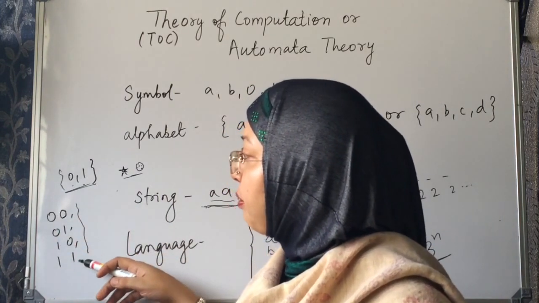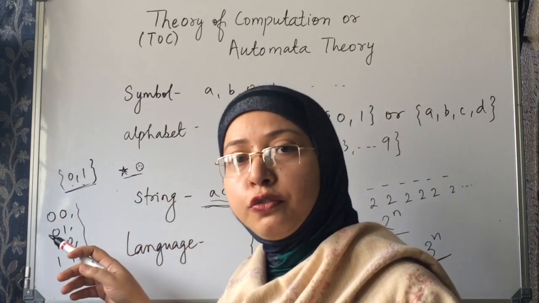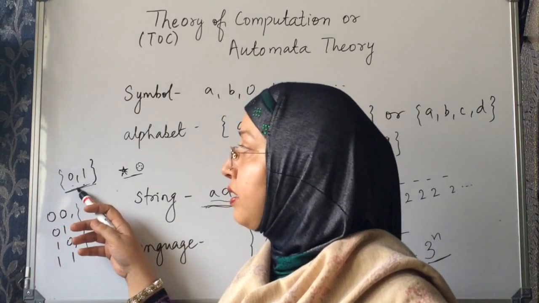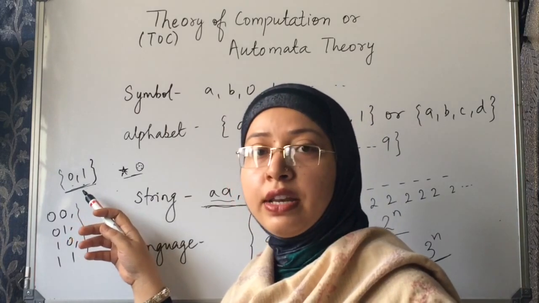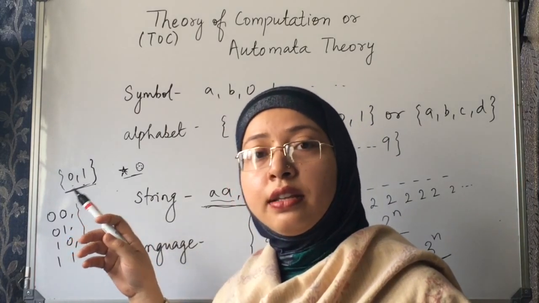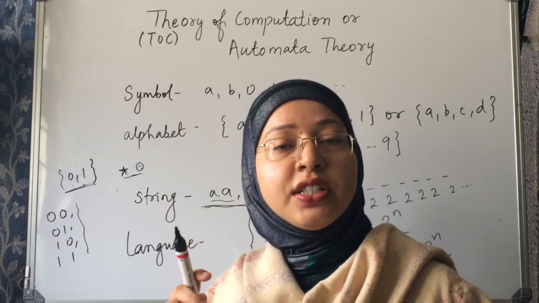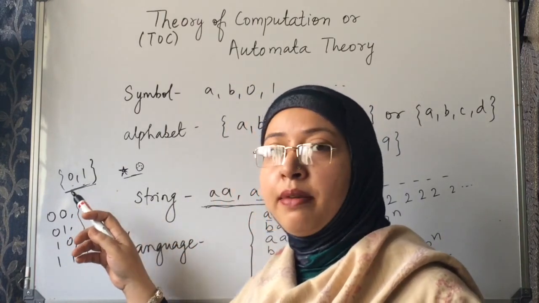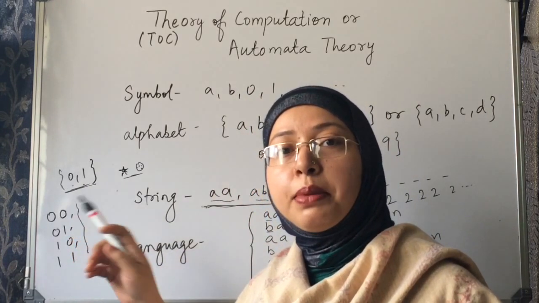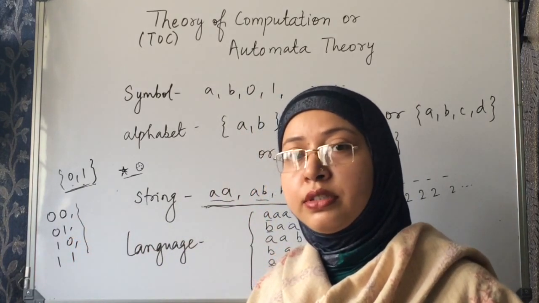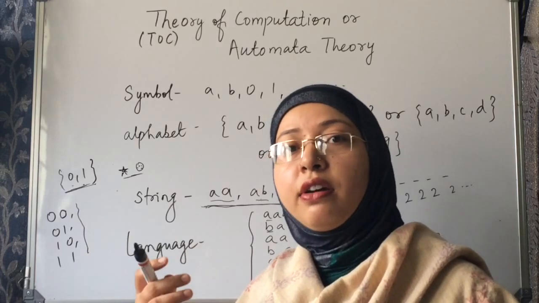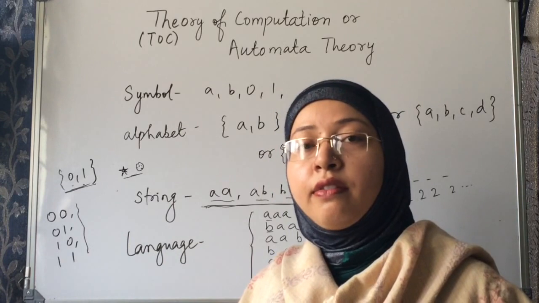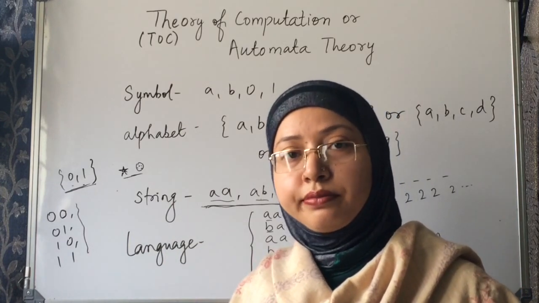Then how many strings are possible again? 2 to the power of 2, which is 4. If I ask how many strings are possible over this alphabet 0, 1 of length 3, then again 2 to the power of 3, which is 8. Why 2 to the power of 3? Because there are only 2 symbols in this alphabet. If there are 3 symbols in your alphabet, then how many strings are possible? 3 to the power of n, where n is the length of your string.